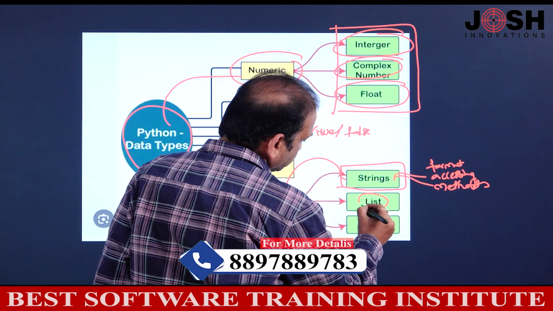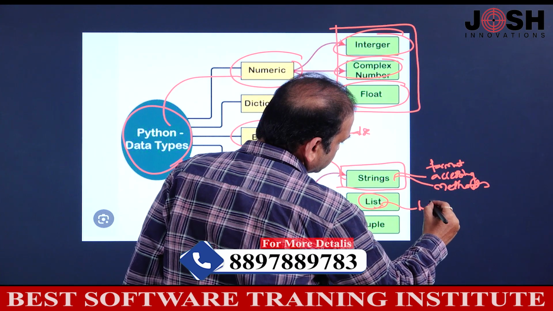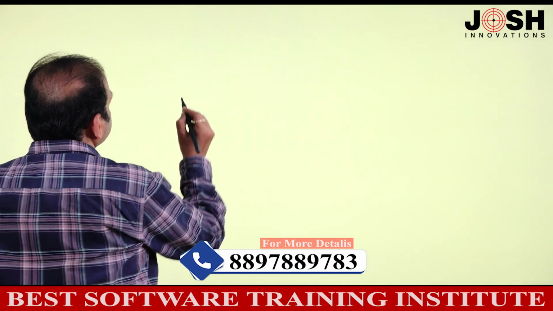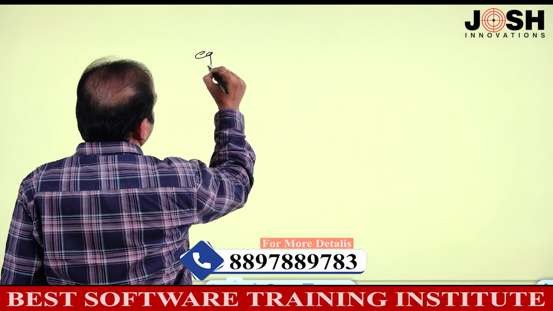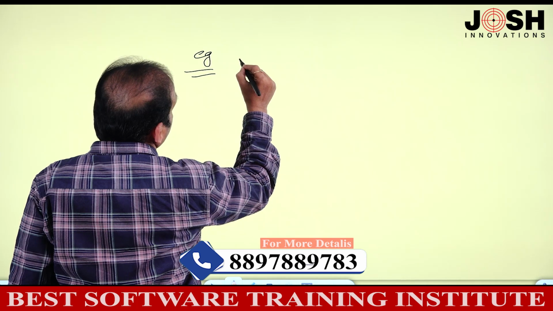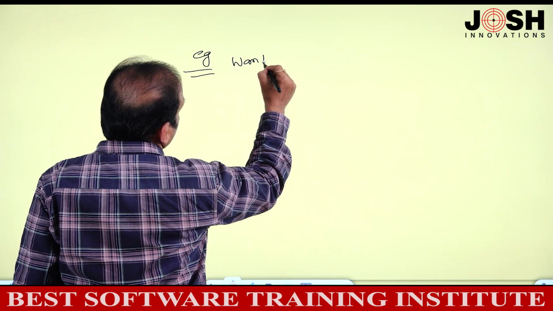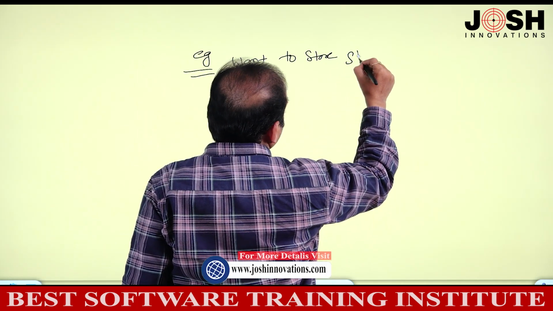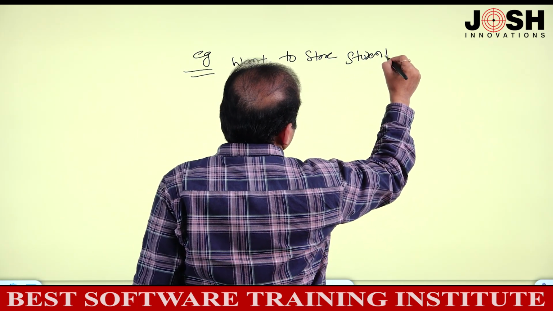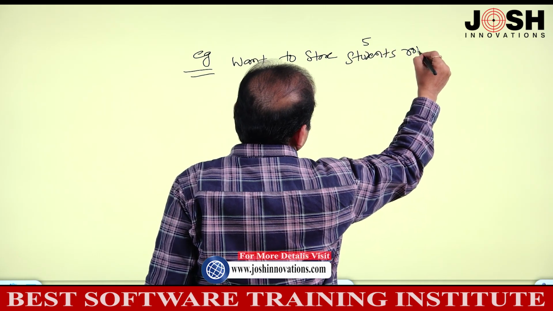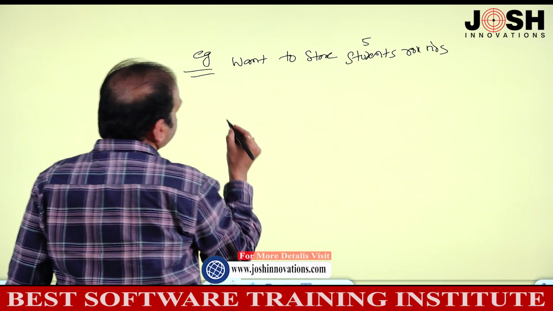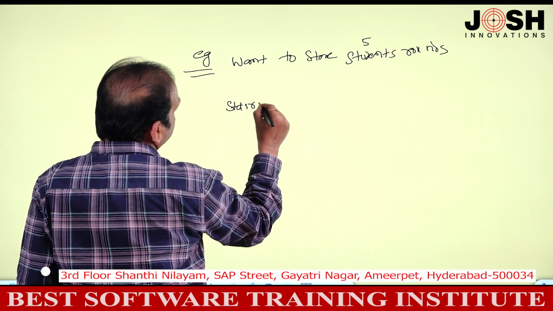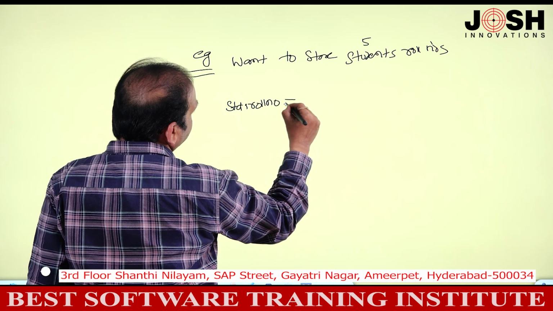Today we'll discuss list. In today's session, we'll discuss list. What is list? For example, I want to store 5 students' roll numbers. Normally, what will we do? We'll declare one variable. For example, student one roll number, and I will store, for example, 100.